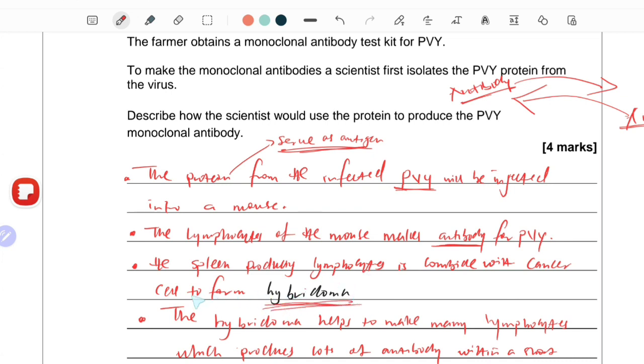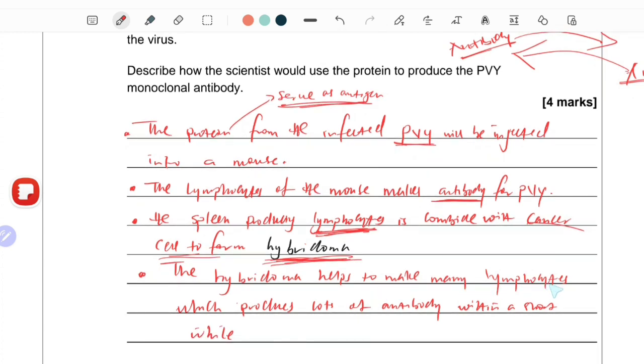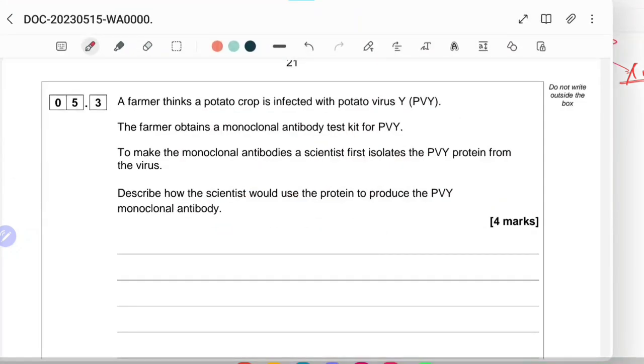The reason you're combining with a cancer cell is so it can reproduce faster. The spleen cell will not produce enough lymphocytes, which produce antibodies, on time. So you just need to make it faster, because this guy is what will produce antibody, and you want it to divide fast, but it can't be fast unless you add it to a cancer cell. That cancer cell is called a myeloma cell. So the myeloma cell is combined with the spleen cell to form a hybridoma. That hybridoma helps to make many lymphocytes, which produce a lot of antibodies within a short period. All right. Pause the video here. Read what I've said clearly, or I mean slowly.